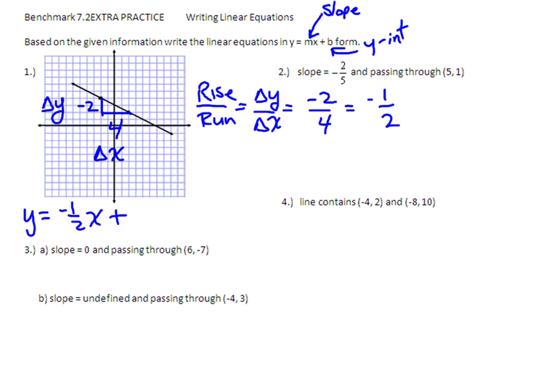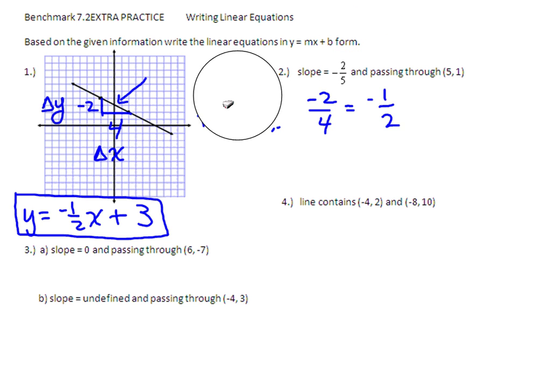So my b, if I just look at the graph, I can simply count up 1, 2, 3. It crosses the y-axis at 3. So there's my equation. Next problem.